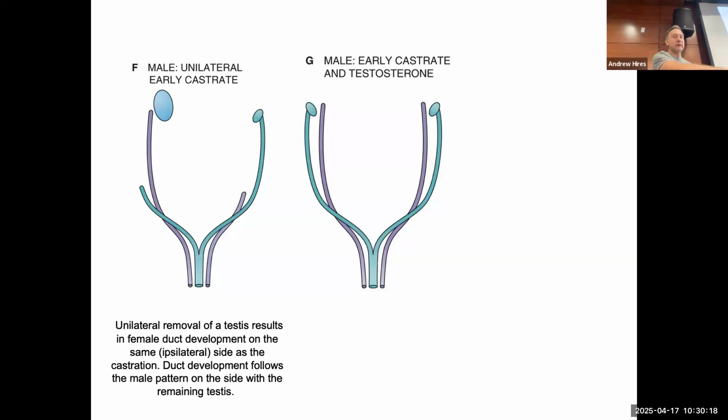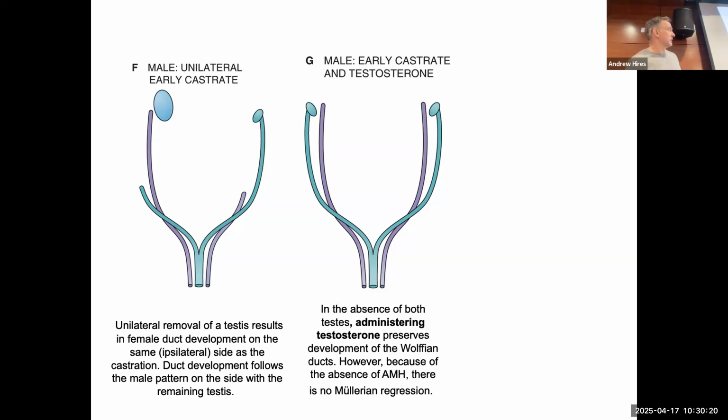If you remove the testes but apply testosterone universally, that will preserve the development of the Wolffian ducts, the male ducts. But because we don't have any AMH from the testes, we got rid of that, the Mullerian ducts stay around as well; they don't regress. So now we have two sets of ducts. I think it's going to be very confused what happens, probably in the genitalia there, but that is the case of testosterone during early development when you don't have any gonads around.